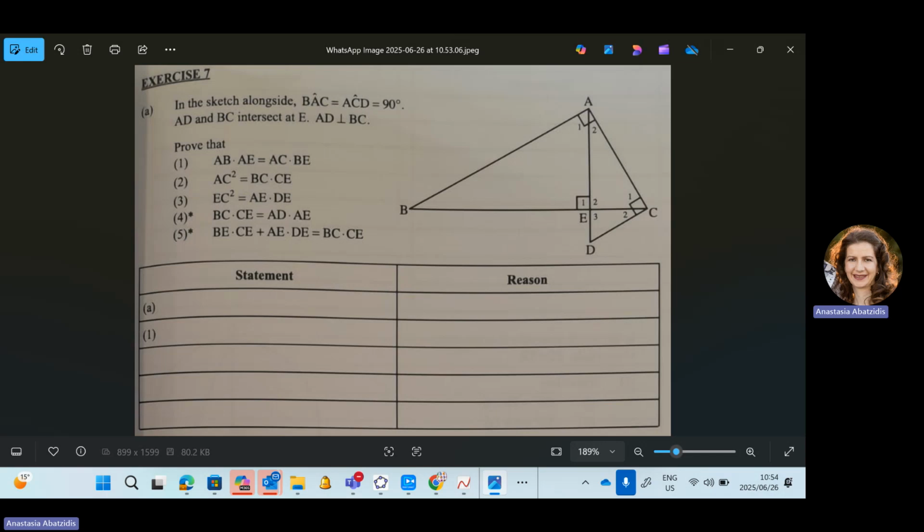So we've got an intersection on the side. Angle BAC equals angle ACD is 90 degrees, and AD and BC intersect at E. You've also got that they're perpendicular. Prove that AB times AE equals AC times BE. So they look horrendous, okay?